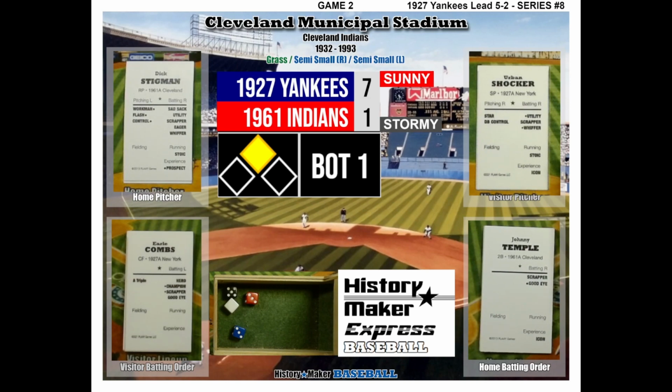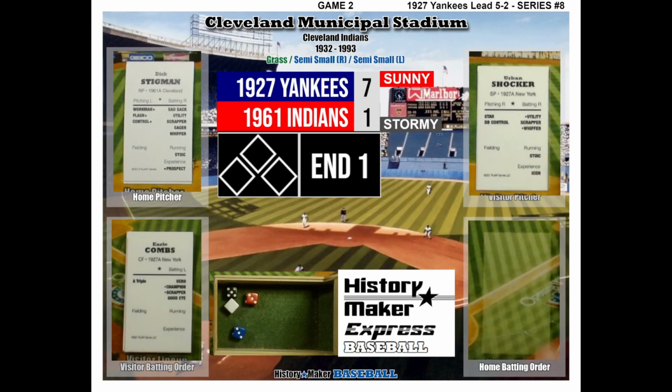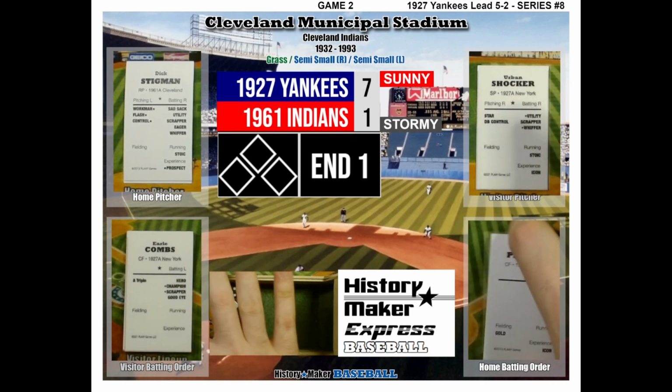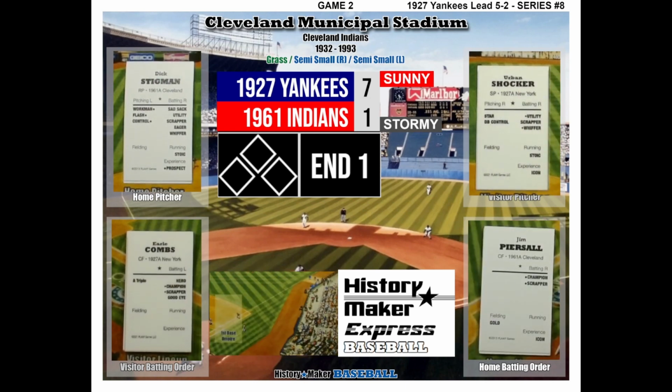35. Control pitcher gets the ground out. Well, it looks like Urban Shocker has double control, so he is going to sit perfectly well with that ground out. And after 1, the score is 7-1 in favor of the 1927 Yankees.